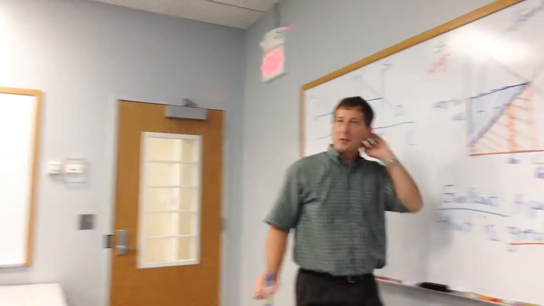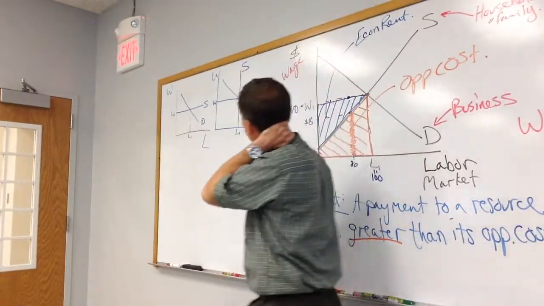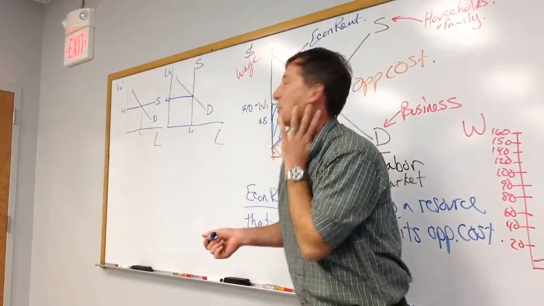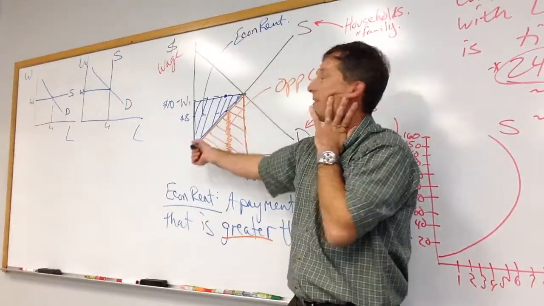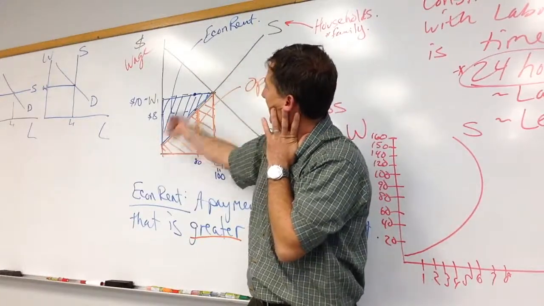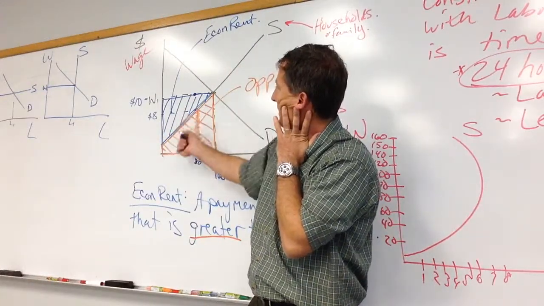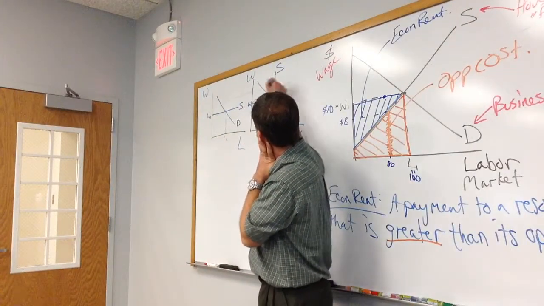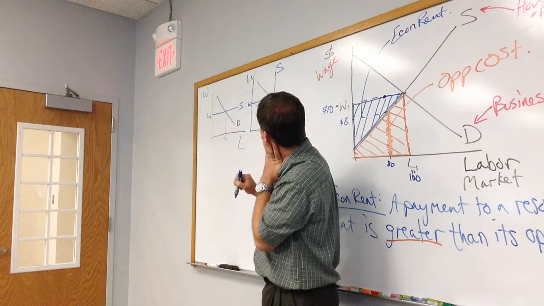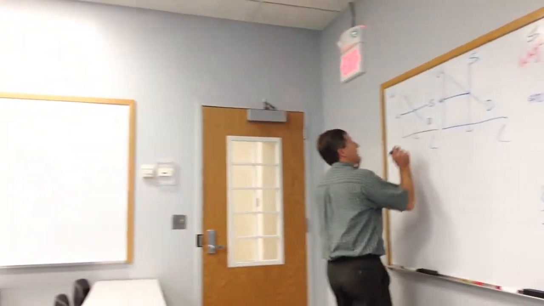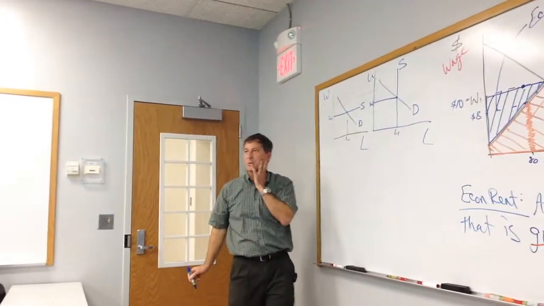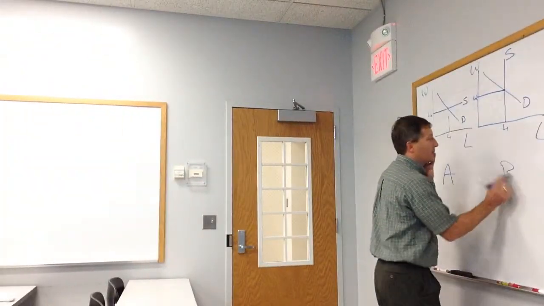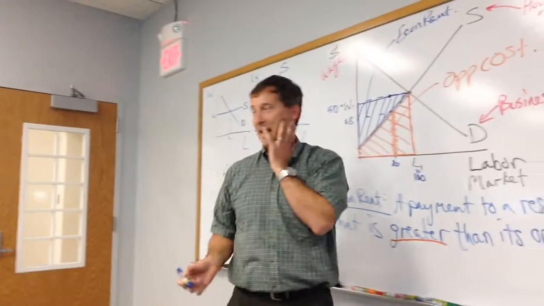Which one's LeBron James? Which picture's LeBron James? As we think about this, right? So kind of think this way for a moment. We've got opportunity cost and we've got economic rent. And now we've got this to deal with, where we've got a wage. We got a wage. Which one is LeBron James? Is it graph A or B? B.